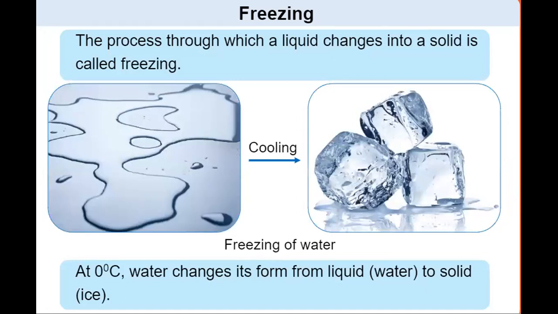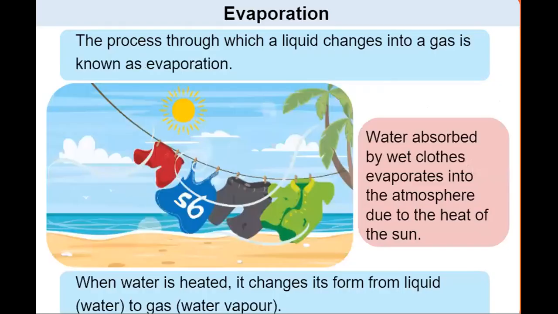Freezing. The process through which a liquid changes into a solid is called freezing. Here, if you cool the water at 0 degrees Celsius, it changes from liquid state to solid state. Now, evaporation. The process through which a liquid changes into a gas is known as evaporation. When water is heated, it changes from liquid to gaseous state, that is water vapor.